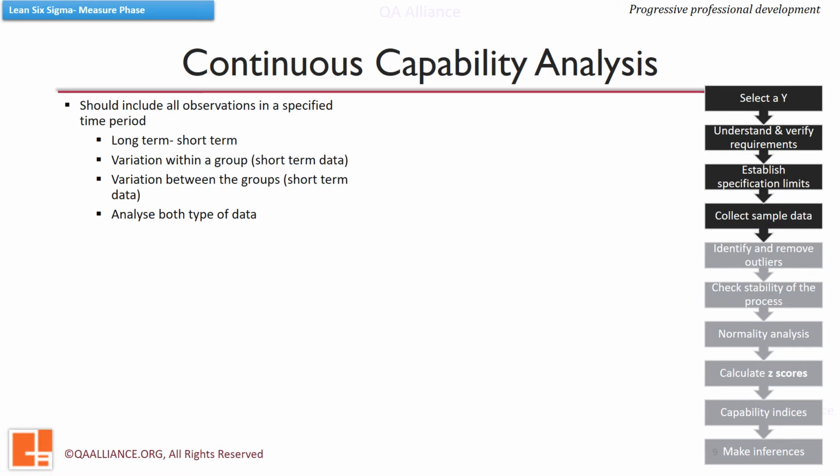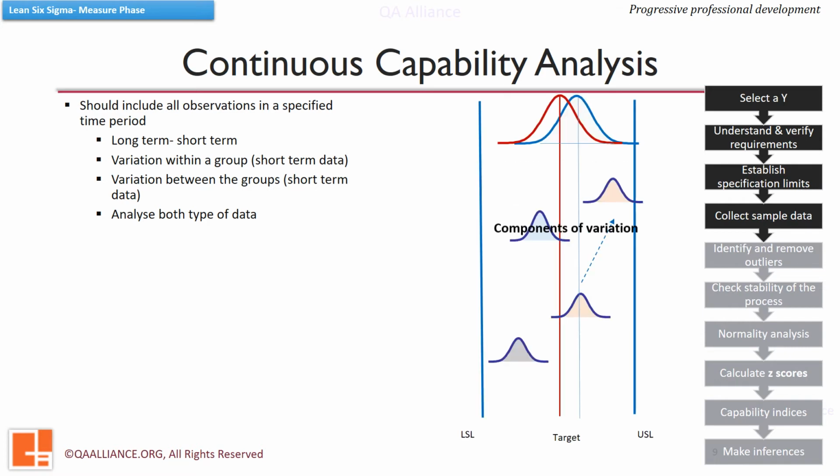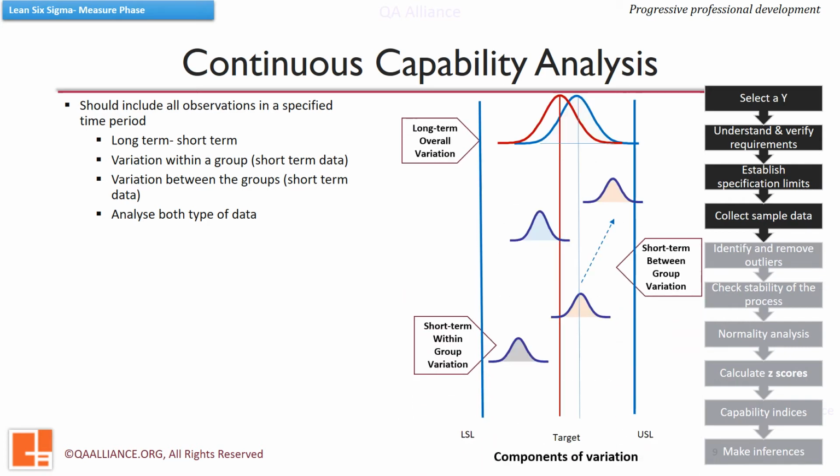To create an initial baseline, we should go for 100% sampling. This means that for capability analysis, we need to include all the observations in a specified time period. It helps in analyzing variation in short-term data. Though this variation can exist within the batches or groups of observations, as well as between the groups, it is very important to understand and analyze both types of data.